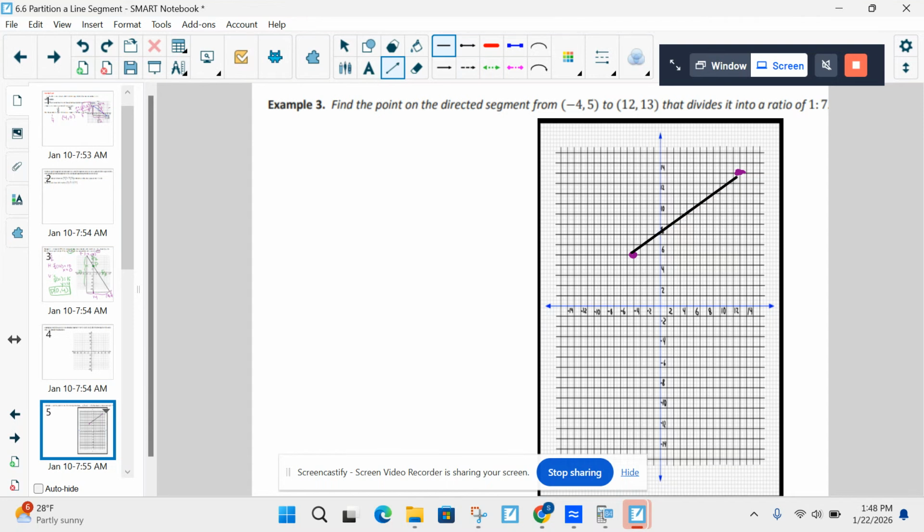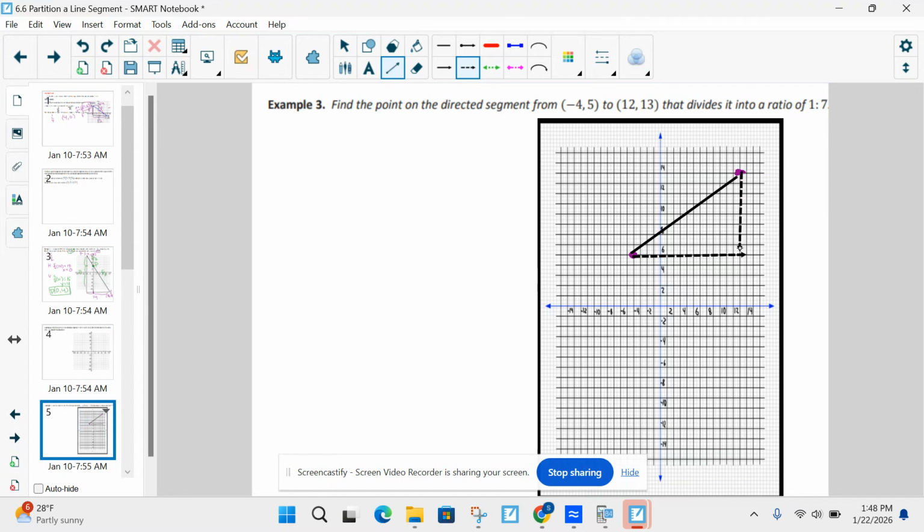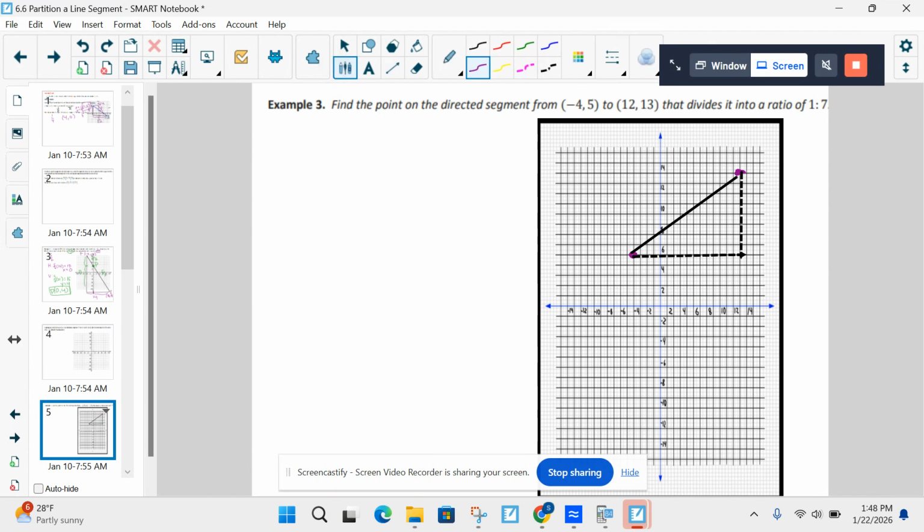Okay, first thing is I'm going to make my triangle. Go over and up. It doesn't matter how you write your triangle. You could make it go up and over, or make the triangle above it instead of below. It doesn't matter how you make your triangle. And then I'm going to look at the ratio that we're dividing it into.